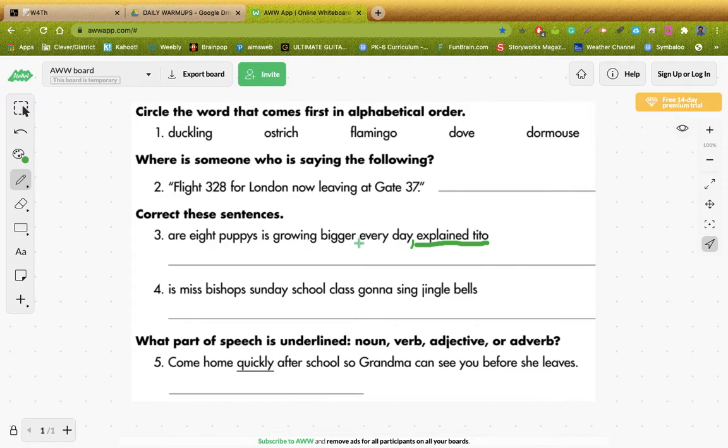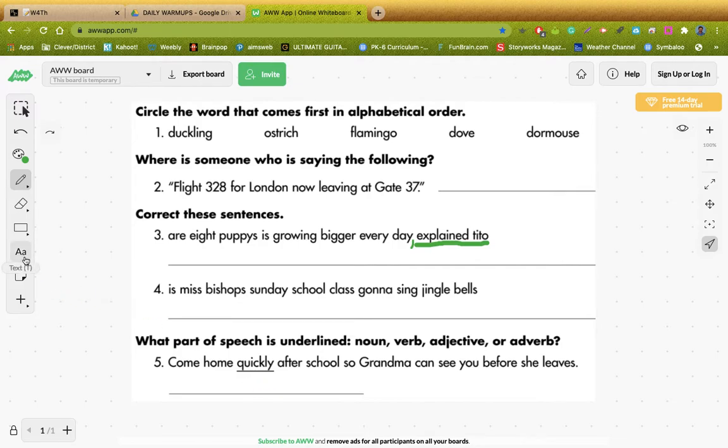And then number 5, I love these. It says, what part of speech is underlined? Noun, verb, adjective, or adverb? Well, you got to know what those are because they've underlined quickly in the sentence. Come home quickly after school so grandma can see you before she leaves. Well, you have to know what a noun is in order to figure out if this is a noun. Okay, and you've got to know what a verb, an adjective, and adverb is. So let's go through that.